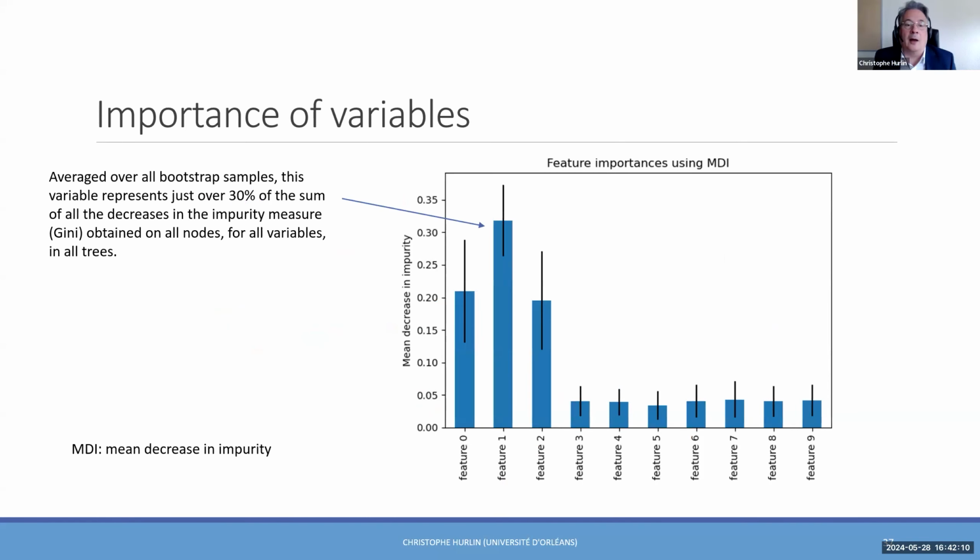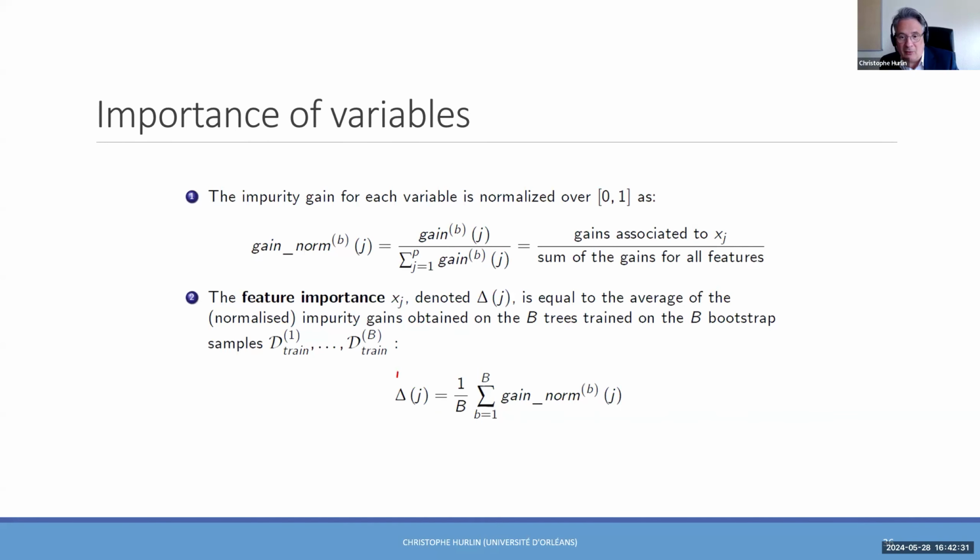So at the end, I can ask Python to compute a feature importance. There are many feature importance measures, so be careful. In general, you have a message that it is the feature importance using MDI. MDI is mean decrease in impurity. So it is exactly my formula here. This is the mean of the decrease in impurity.